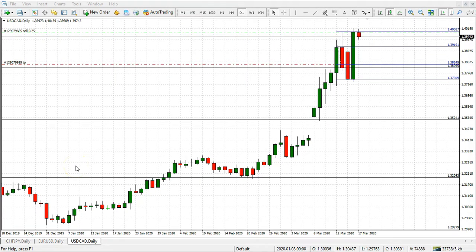Guys, we got the dollar Canadian in a very interesting situation right now. This is what we call a short-term type of trading opportunity, right? We're tracking the short-term cycle. So it's all about the daily chart, but it's all about what happened here over the last few days.